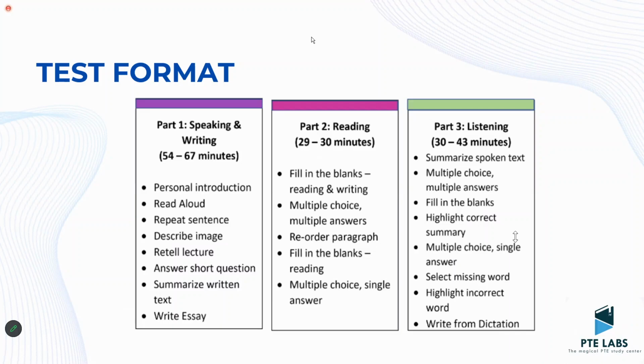There are 5 component types: fill in the blanks, reading and writing; multiple choice, multiple answer; reorder paragraph; fill in the blanks, reading, which is also known as the drag and drop component; and finally, multiple choice, single answer. All these 5 components come in the same order. This is the same order in which you will get the questions, so you know the order and you can be prepared, right?